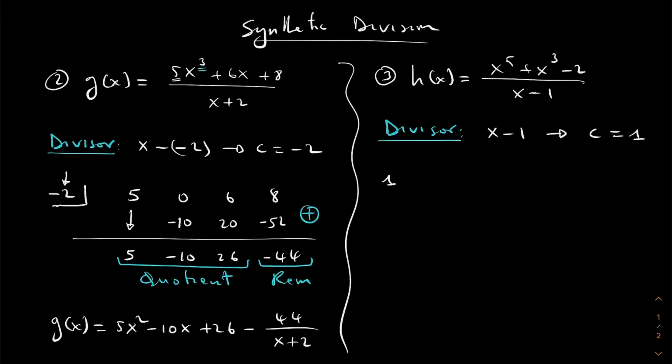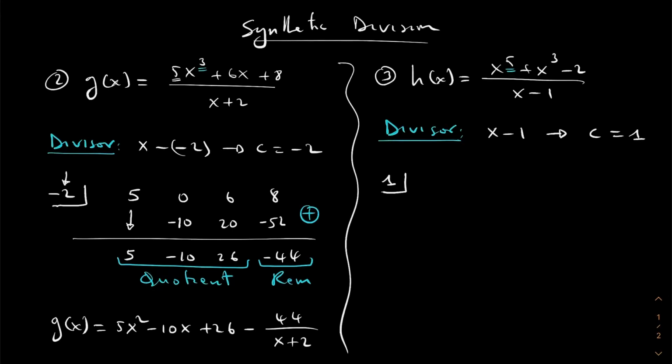And so I'm going to put that here in the corner, 1, and notice that in our dividend here, we are missing a bunch of terms. We are missing x to the power of 4, x to the power of 2, and even x to the power of 1. So all of those coefficients are going to be 0 by default. When I write the coefficients for my dividend, I should keep in mind that since the degree of my dividend is 5, I need to write 6 coefficients here.